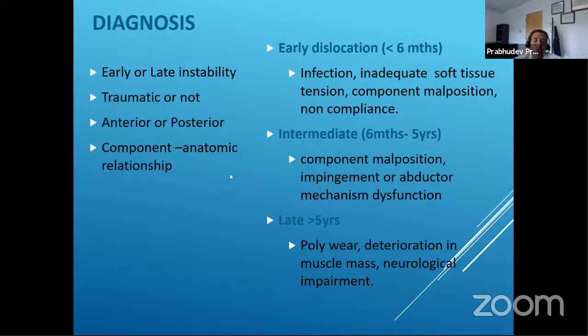Typically, those dislocations which happen within the first 6 months are considered early dislocations. And the common causes are infection, inadequate soft tissue tension, component malposition, and patient non-compliance also.